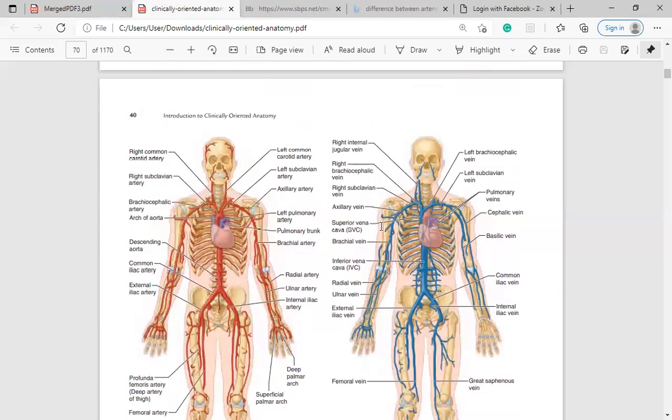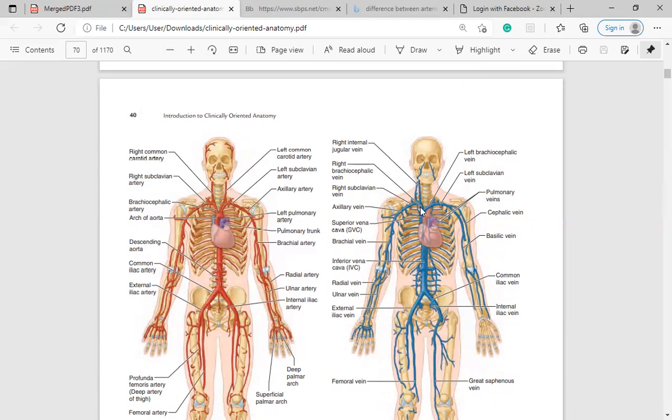Now, on the other side, you have the veins. So for the veins, this is what we have. Now, where we had the common carotid artery before, we now do not have a carotid artery there. What we have is the jugular vein. So we have what is called the internal jugular vein on the right side. This diagram only labeled the one on the right. So you have the right internal jugular vein, which is draining blood from the head and the brain, taking the blood back to the heart.